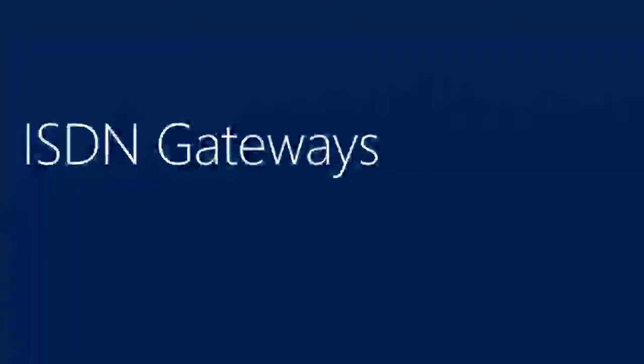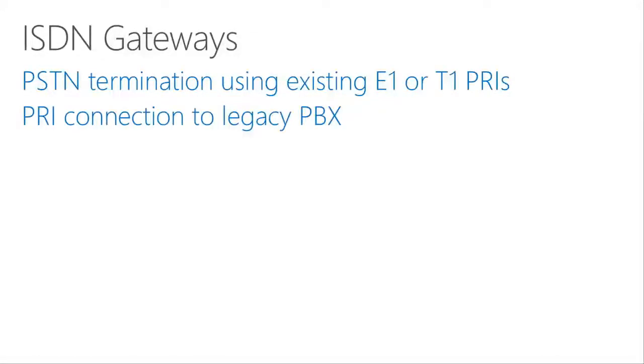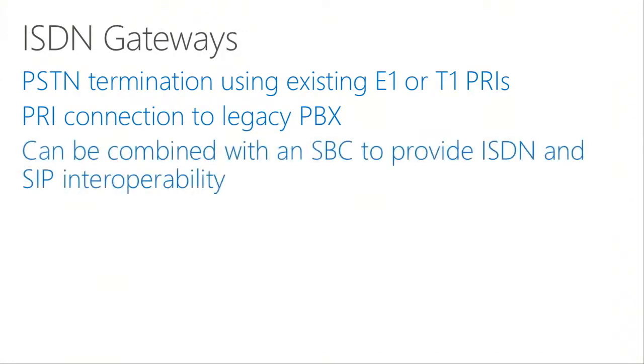And the next is ISDN gateways. If you haven't consolidated on SIP yet, ISDN gateways are where it's at. So you can terminate your existing E1s or T1 PRIs, or provide a PRI connection to the legacy PBX. If you've got old Nortel Meridians or anything that the word SIP never occurred to, if they're only talking E1, T1 PRIs, then having an ISDN gateway in between is how you're going to provide PSTN connectivity to Lync. And these can be combined with an SBC to provide ISDN and SIP interoperability.